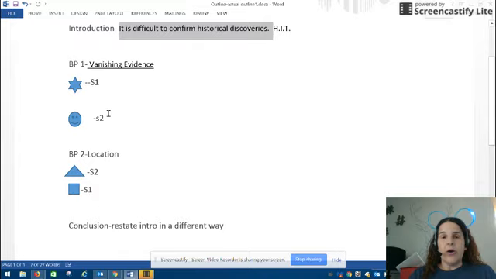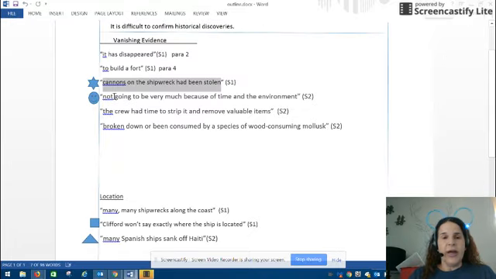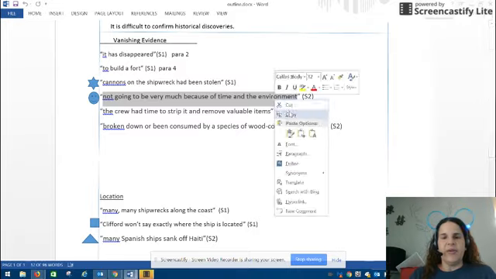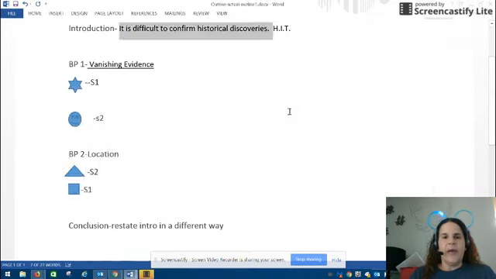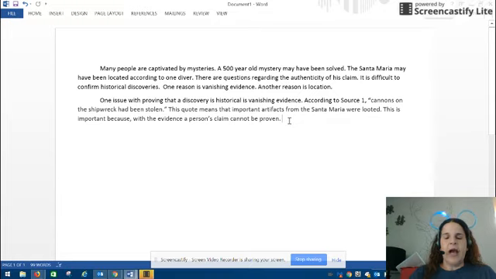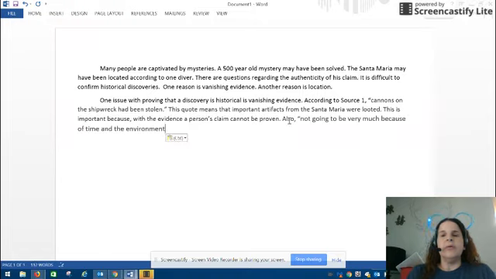Okay, so let's go back. Not going to be very much left because of time and environment. Okay, all right, so let me go back here. I want to use a transition. I could say also, or in addition, what is more, something like that. Also, not going to be very much because of environment. Okay, and that's from source 2.